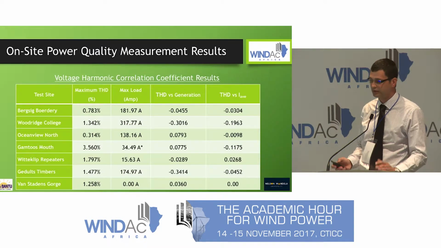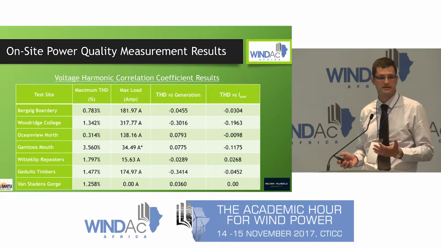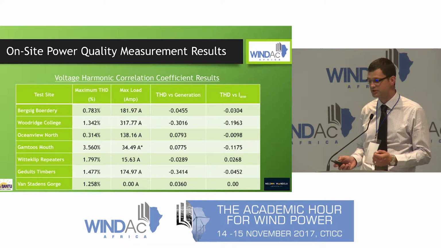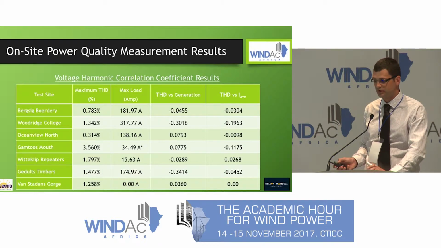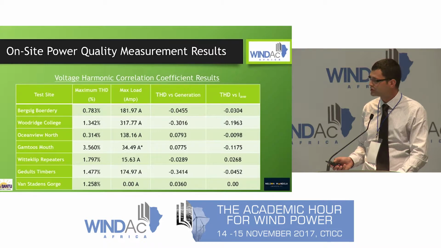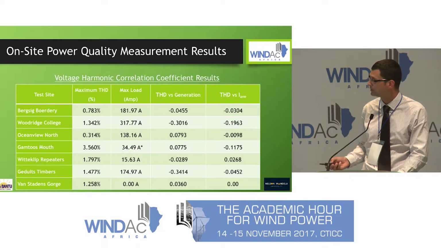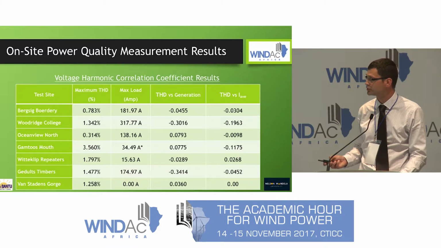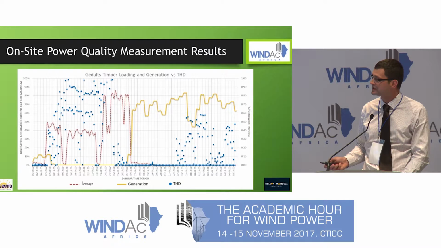So in conclusion for the voltage, as I've said, current plays a much bigger role in the voltage than the generation does. Quickly looking at the harmonics, the maximum total harmonic distortion for the different sites also showed very little correlation. There's very little correlation when we look at when the total harmonic distortion happens and when there's generation. And this can be seen in this graph.